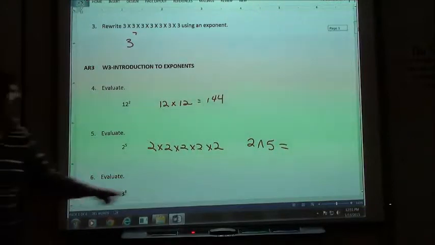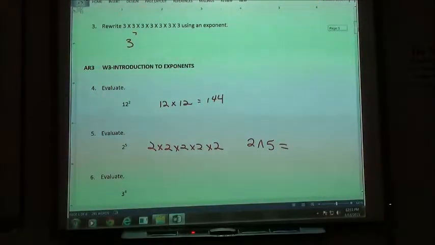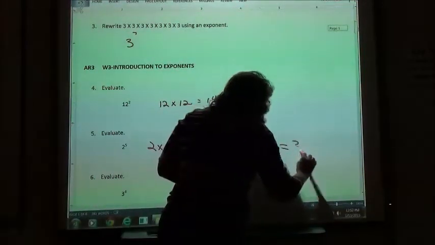The caret is the one that looks like a little up arrow. If you don't have that, you have to use the y to the x button. However, you will not be able to use that on your final. Yes, you have to use the y to the x, or x to the y, whichever order that was. So try 2, then that one, then 5. You might have to close the parenthesis, and then hit equals. There's the 32. So 2 to the 5th power is 32.